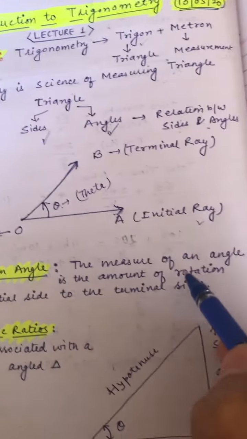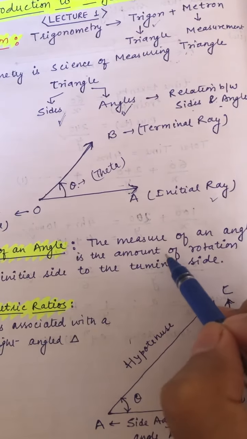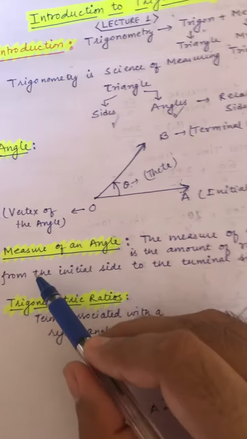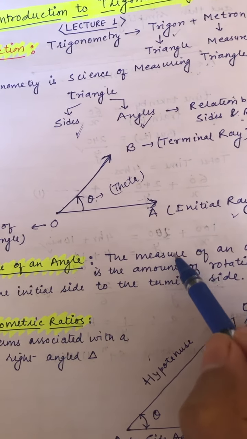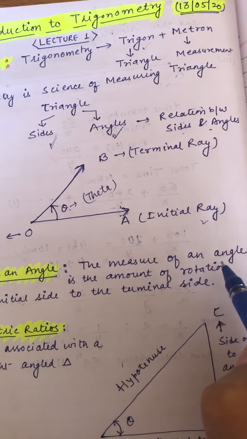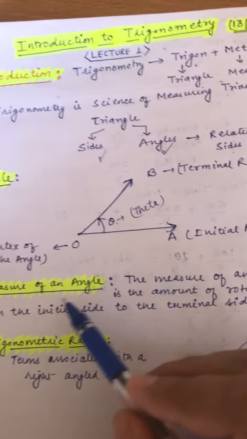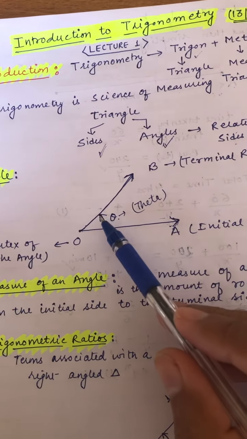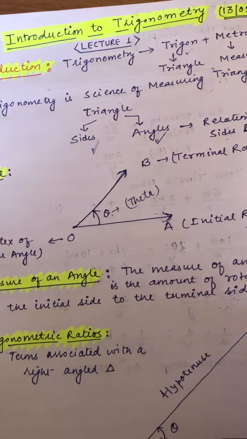Now next is the measure of an angle. The measure of an angle is the amount of rotation. How much rotation is there from the initial side to the terminal side. So what is the angle definition? How will you measure the angle? It is the amount of rotation, how much you have rotated from the initial side to the terminal side. So this is called the angle: amount of rotation from initial to terminal.